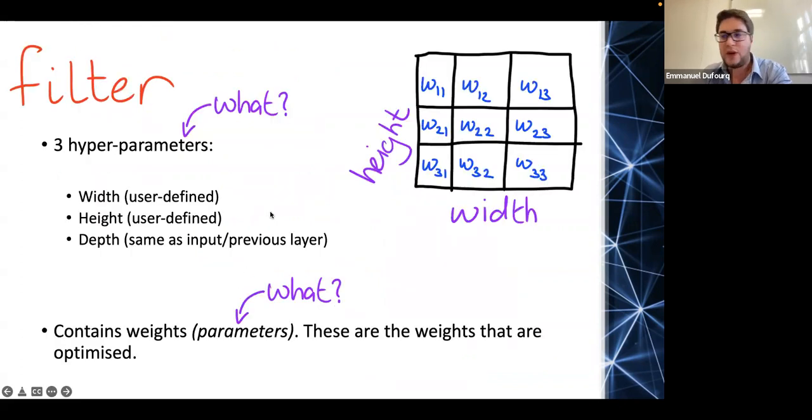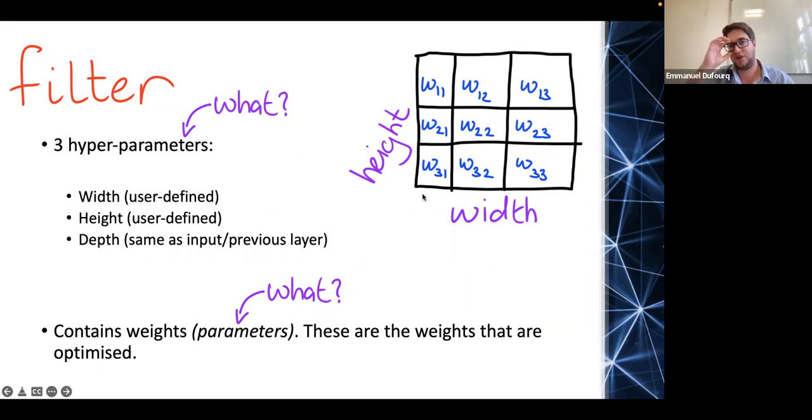So we have 5 minutes. Let's just talk about the filter. The filter is what the convolutional neural network is trying to optimize. It's what it's trying to find new weights for. And it has 2 main hyperparameters, which are the width and the height. So you would have to say, I want my filter to be a 3x3 or a 5x5 or a 7x7. This is a user-defined parameter. A hyperparameter is a user-defined parameter.